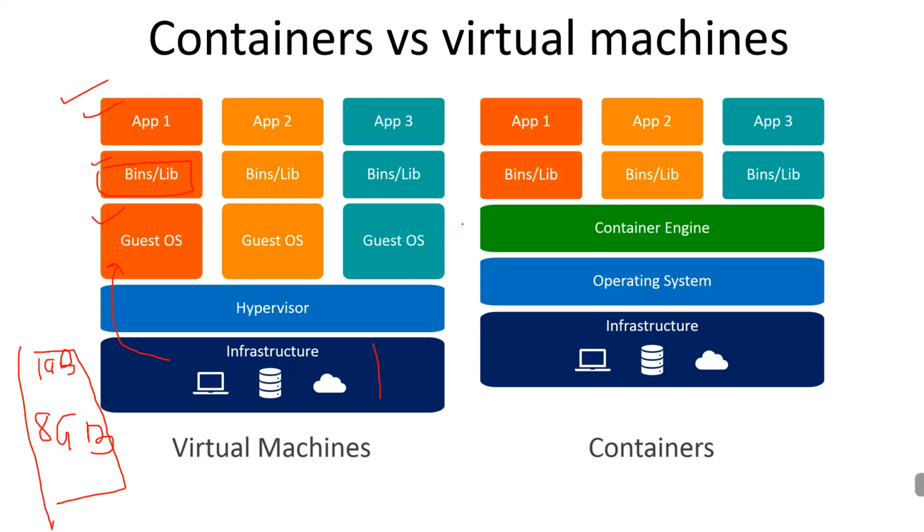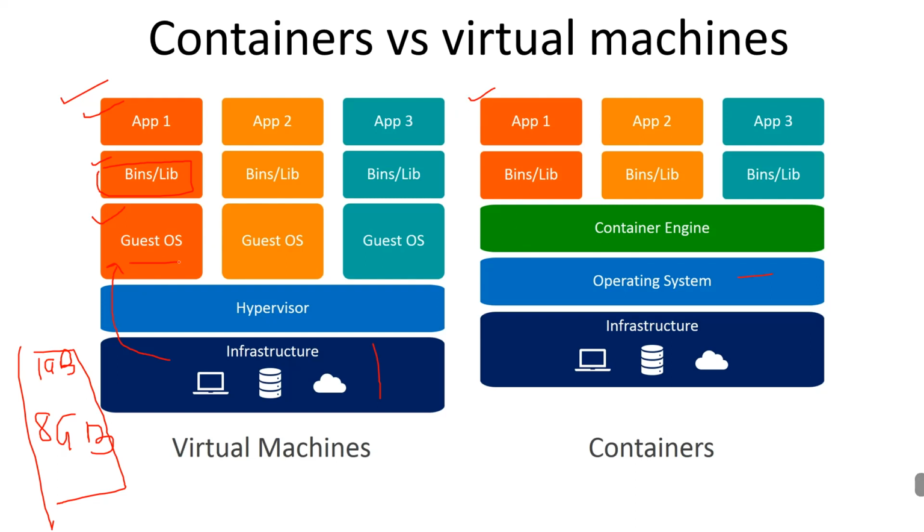But in a container, what will happen? In a container, we have the operating system, suppose a Windows operating system or Linux operating system. Above the operating system, we have installed a container engine. The Docker container engine we have installed, and above that the Docker containers run our application, libraries and application.